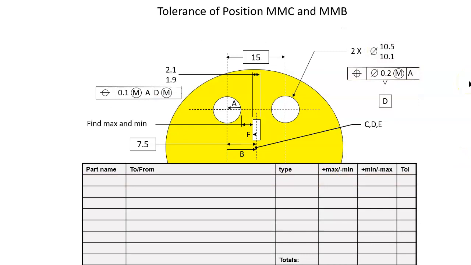So let's look at this stack that involves max material condition and max material boundary. And therefore, we're going to have bonus tolerance and datum feature shift. The stack is looking for the maximum distance between the right side of this hole and the left side of this slot. The hole is the datum feature, and the slot is the considered feature. Stack path is going to start at the right side of the hole, go to the center of the hole, which for the purposes of this stack is datum D.